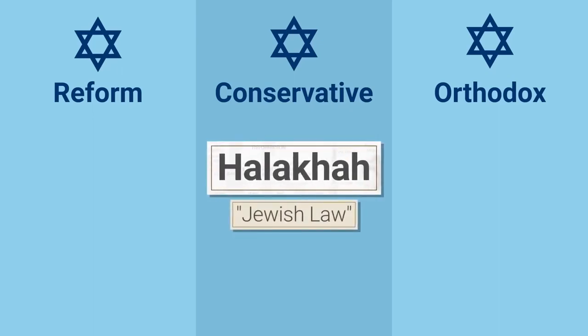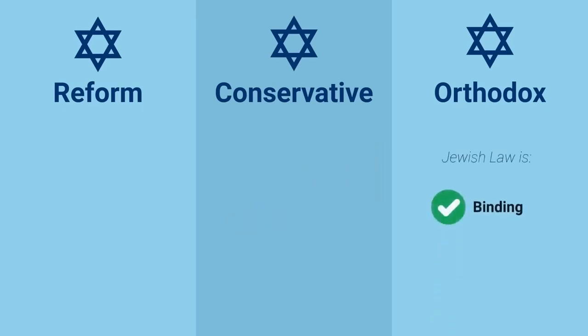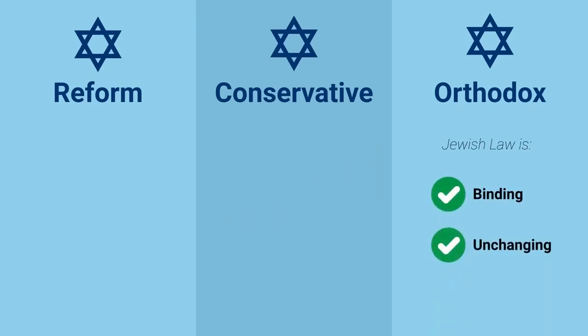Orthodox Jews see halacha as being binding, and, for the most part, unchanging. Binding means you have to follow it, not in order to obtain salvation, but simply because God says so. So Orthodox Jews follow the law very carefully, in the same way that it's been followed for over 2,000 years.